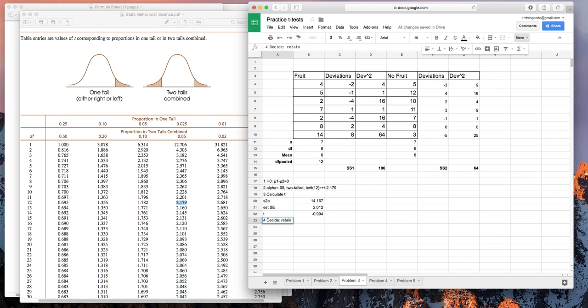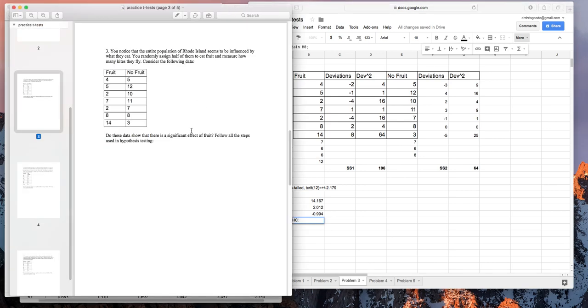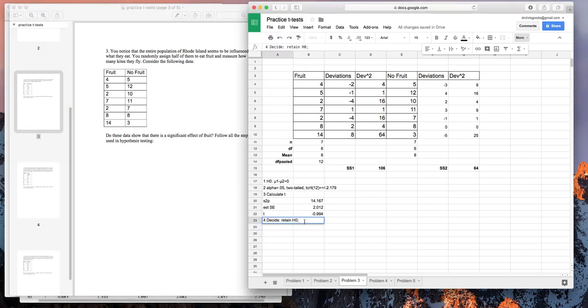We'll retain the null. What does that mean? Well, let's go back to the question. What were we trying to know? Is there a significant effect of fruit? So we can say that people who eat fruit do not fly significantly fewer kites than people who do not eat fruit or who did not eat fruit.